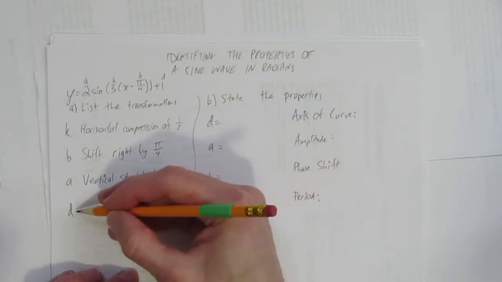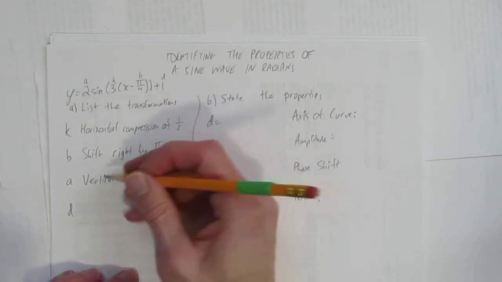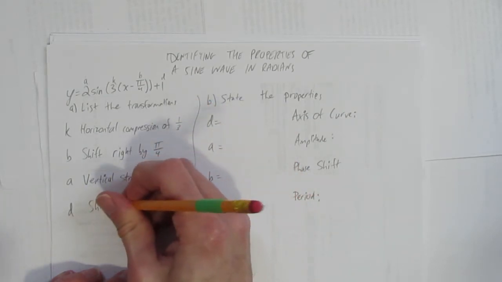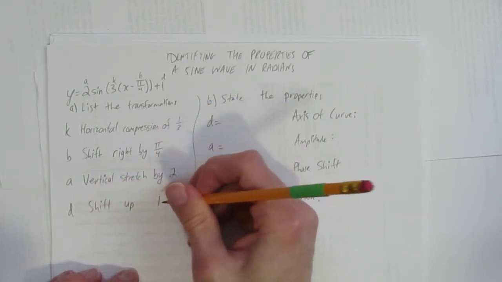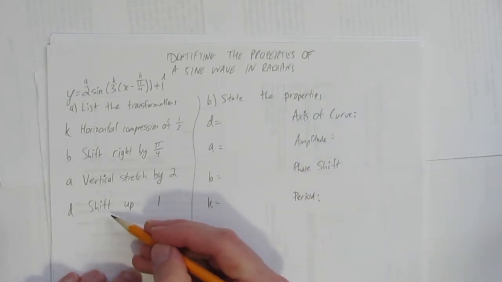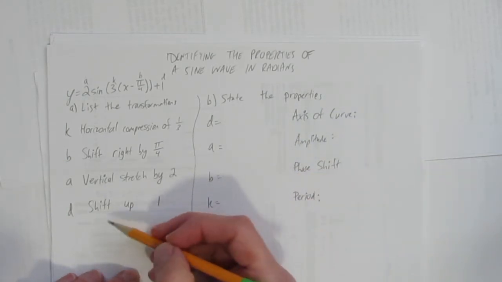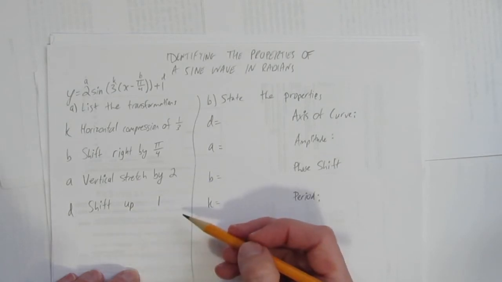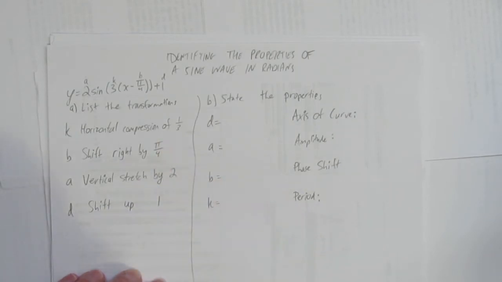That's great. And finally, this D is adding 1, so that's a shift up 1. Could have used the word translate or move instead, but I see 3 things. Type, direction, number. Shift up 1. We've got our transformations done.